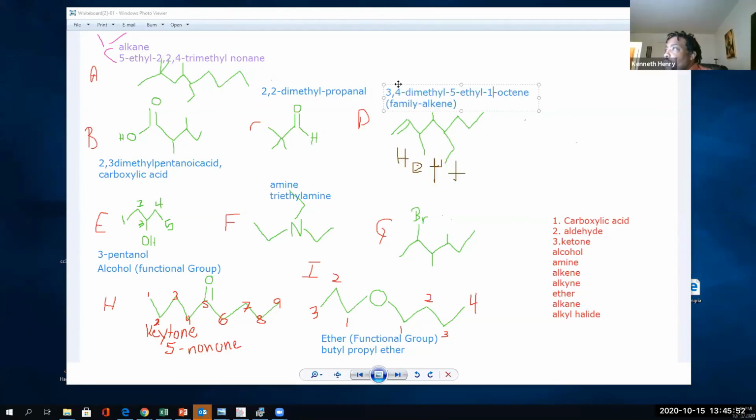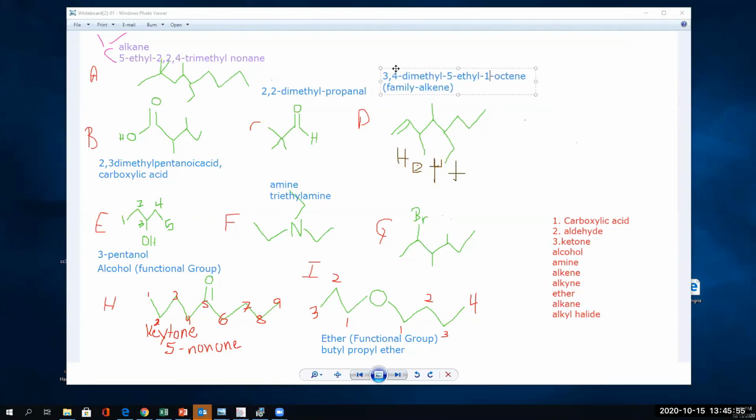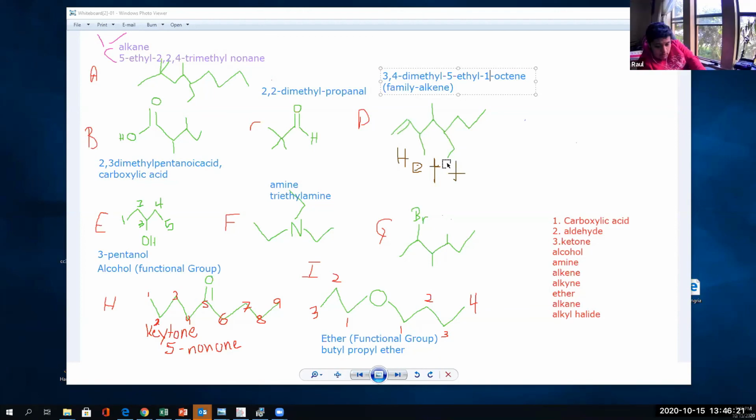Could the other one be 5-ethyl, 3,4-methyl, non-1-ene? Let's see. Oh, so there's 4. 1, 2, 3. No, 8 would be the longest. 1, 2, 3, 4, 5, 6, 7, 8. Right, there's 8. Yeah, 8 is the longest, so that would be the only way.